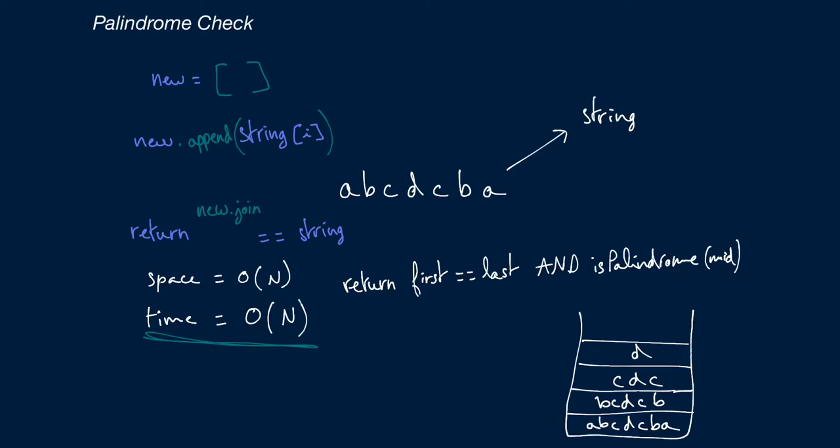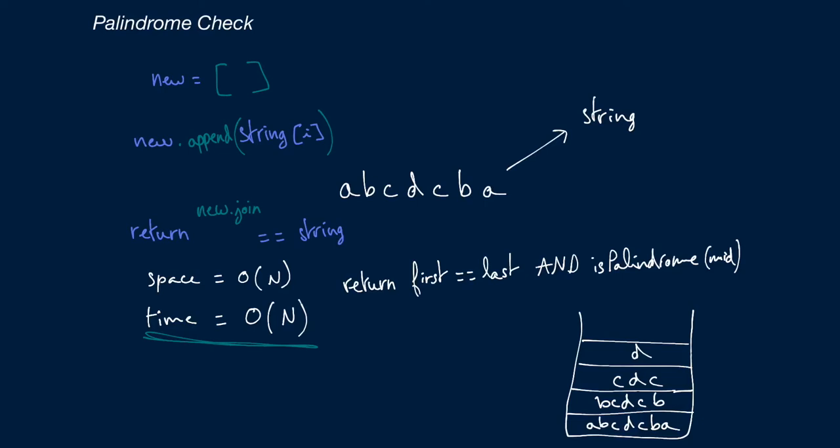But maybe, as we saw in this recursive solution, we don't have to store some kind of new string, right? And maybe we don't need to use recursion that might end up using additional space. So how do we do this? Well, we can do this with pointers.